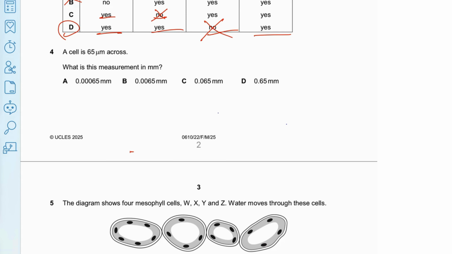4. A cell is 65 micrometers across. What is the measurement in millimeters? How to convert from micro to milli? Divide by 1000. Answer comes as C. Take care of the unit.